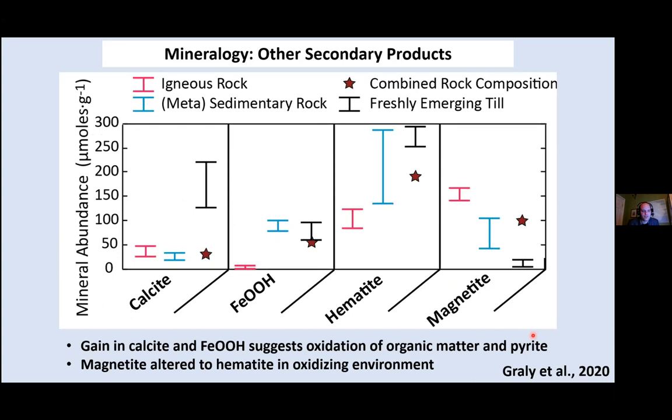calcite, this is about a sevenfold increase in calcite in the sediment compared to rock. None of the rocks are anywhere close to the level of calcite we found in the sediment. There's an increase in iron oxyhydroxides and hematite. Hematite is about directly comparable to the loss in magnetite, so presumably this was oxidized to that. So this is an oxidizing environment, and many hydrochemical studies of glaciers find that oxidation is a key feature of subglacial environments.